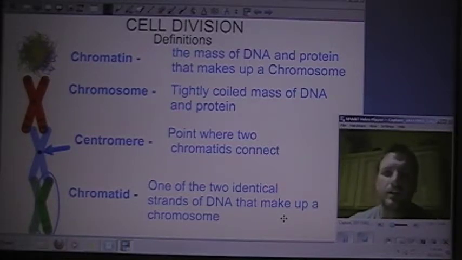And then finally the chromatid. The chromatid is one of two identical strands of DNA that make up the chromosome, especially in the typical view of the typical X pattern that you see most of the time when you see mitosis drawn.